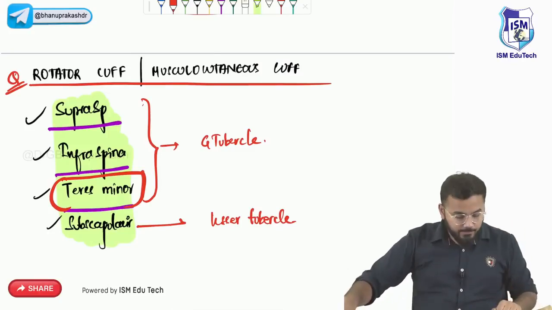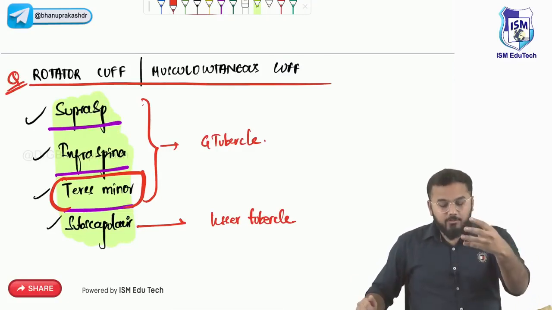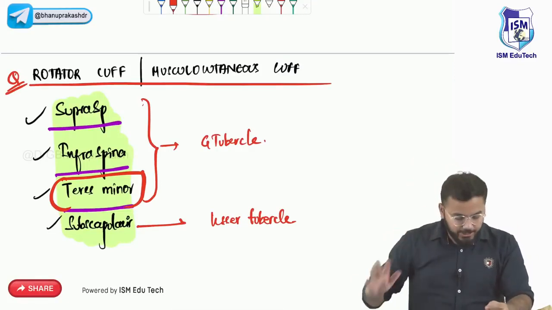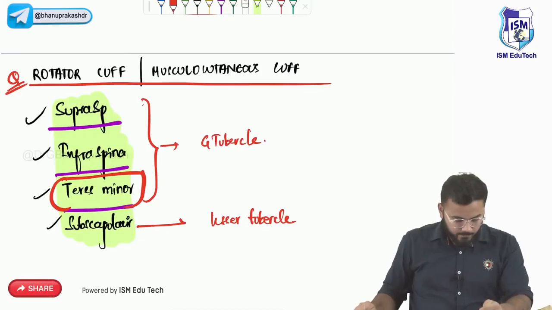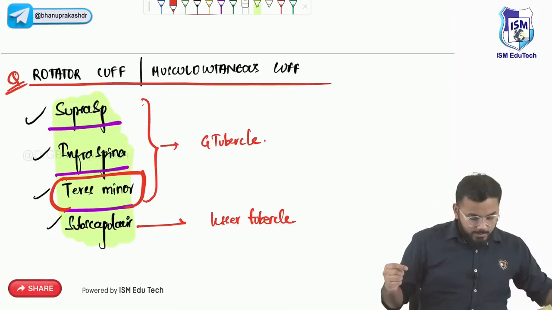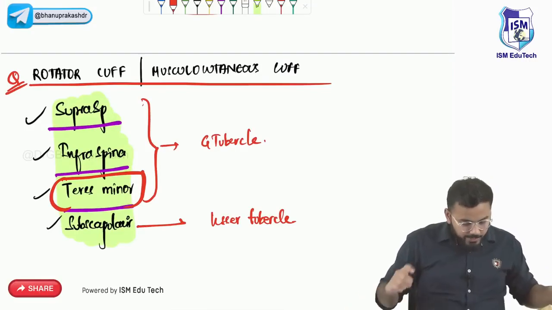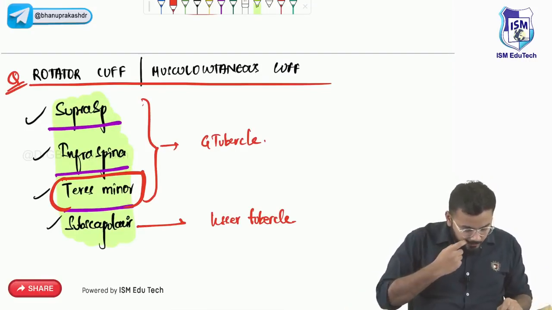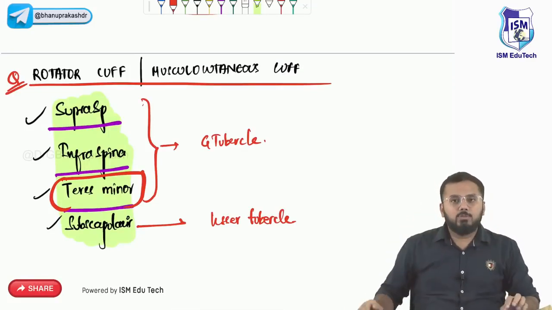Next important thing, guys. They have also asked you one very important thing. Out of all these rotator cuff muscles, which is the muscle that is most commonly injured? Which is the muscle that is most commonly injured? Very good. The most commonly injured muscle is supraspinatus.